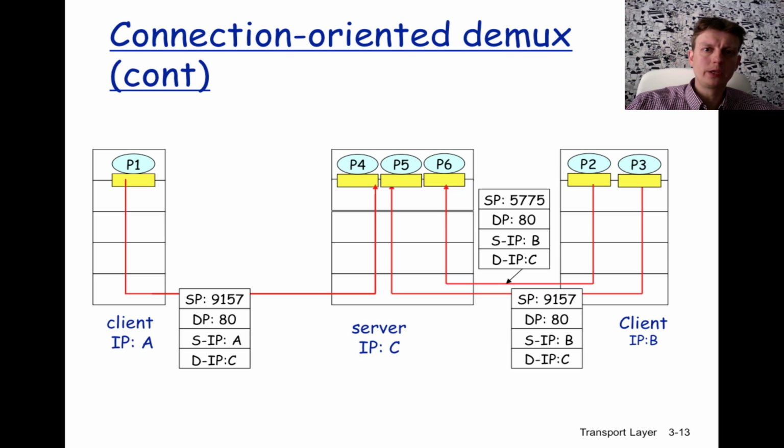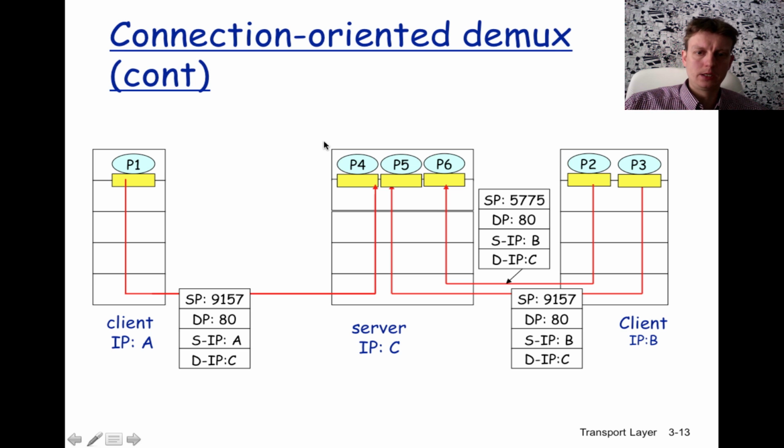The main difference with the connection-oriented demultiplexing comes with the identification of a connection by the four-tuple shown here. So the connection is identified by, first of all, the source port, the port at the client machine, the destination port, the port at the server machine, the source IP address, and the destination IP address.